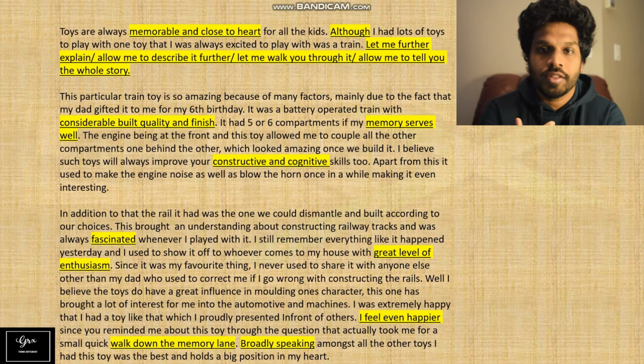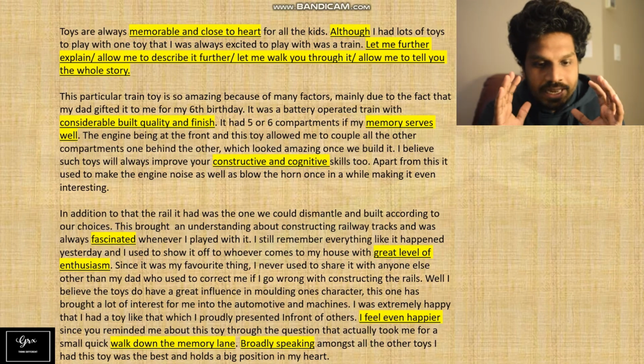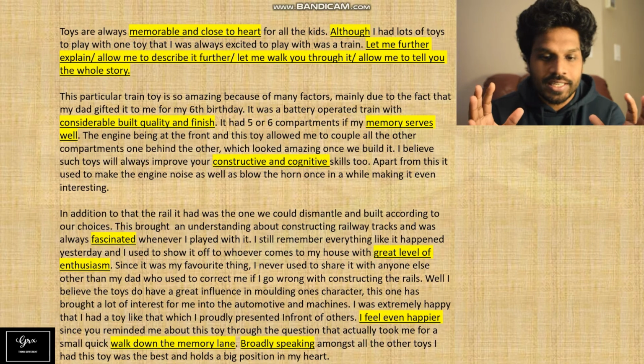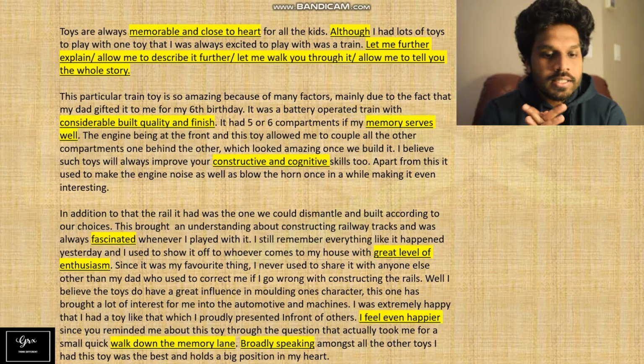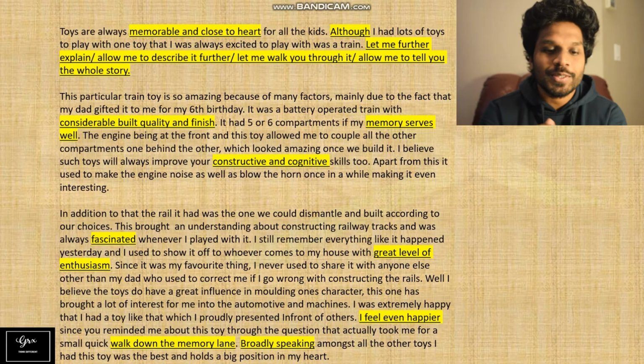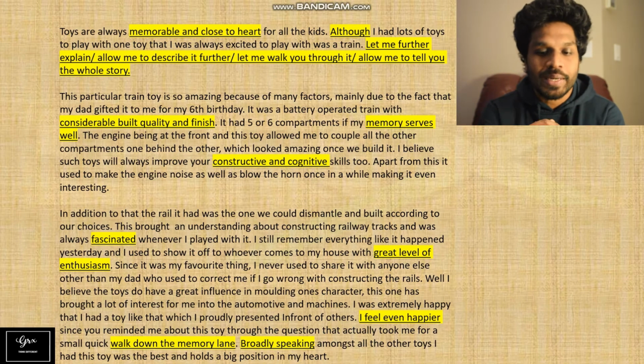So that is one of the prompts that we have got. I'm trying to emphasize certain aspects like that to make it more natural. Since it was my favorite thing, I never used to share it with anyone else other than my dad, who used to correct me if I went wrong with constructing the rails.